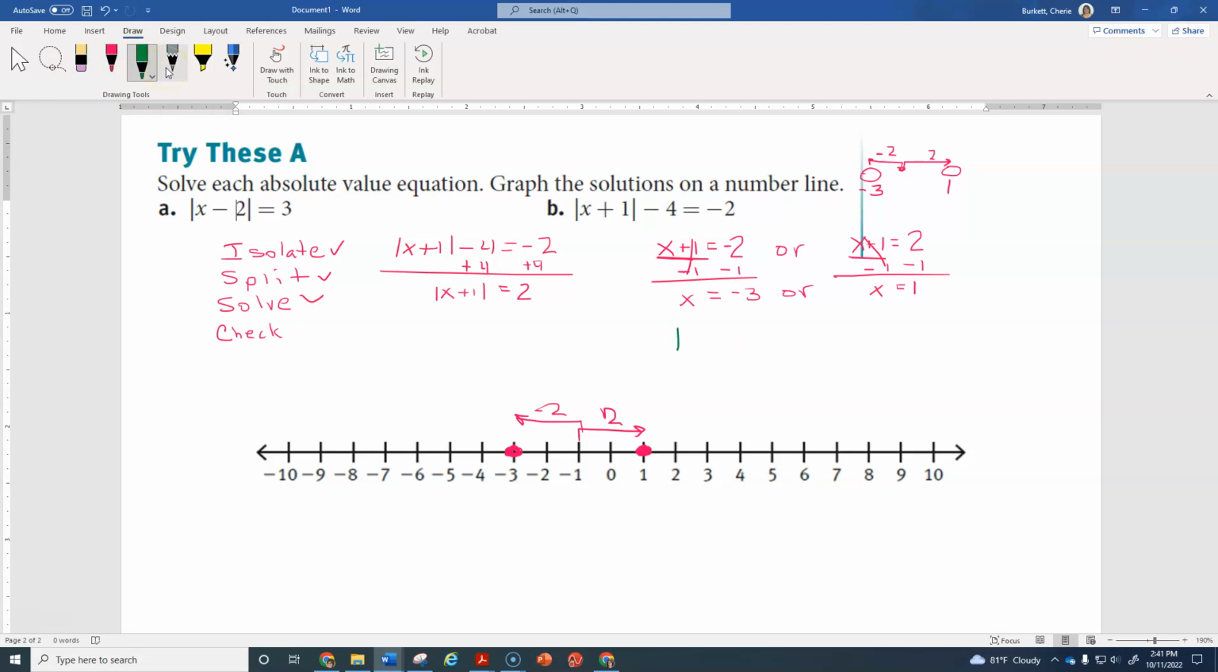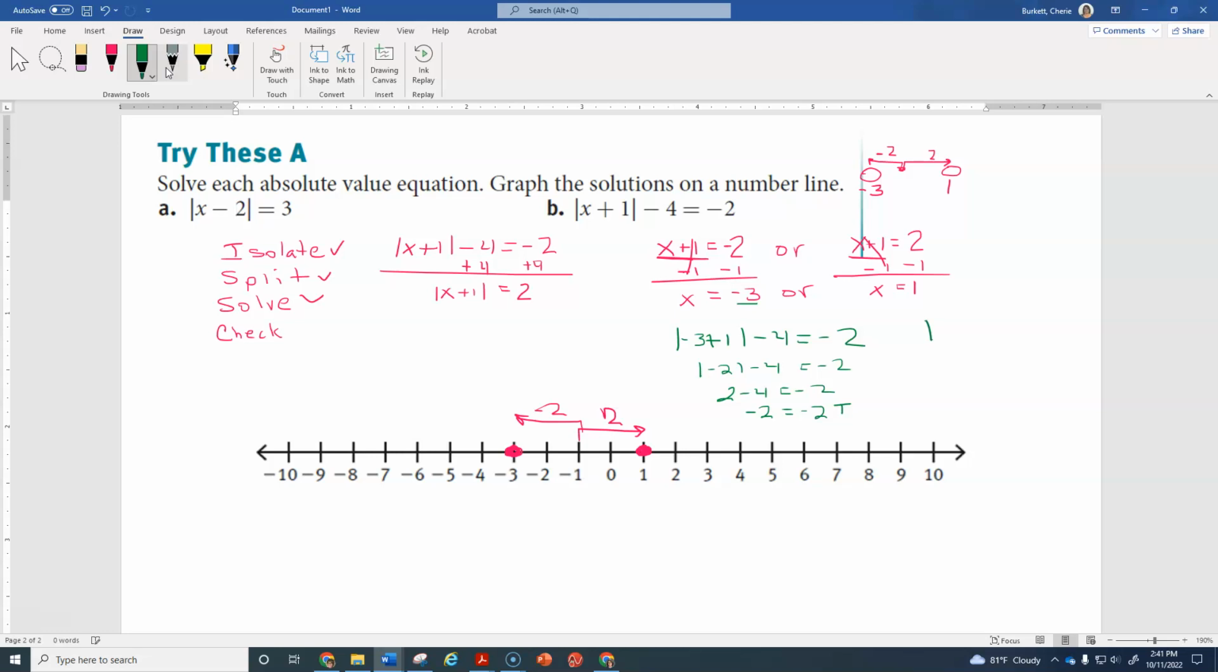Rewrite the absolute value problem. Leave the x out. And plug in this x value. Plug in -3. You get -3 + 1. That's a -2. The absolute value of -2 is 2. And 2 minus 4 is -2. And I get a true statement. -2 is equal to -2.